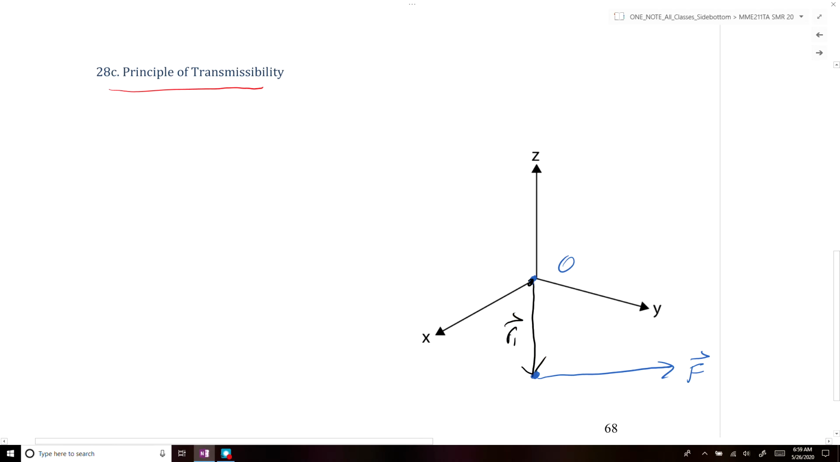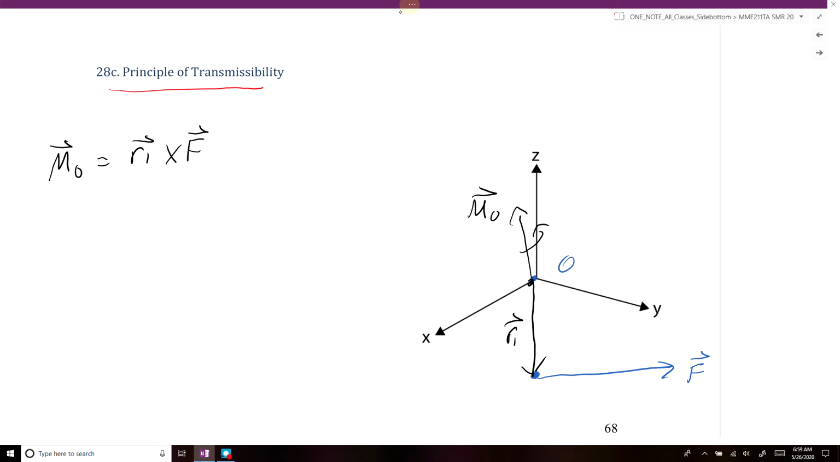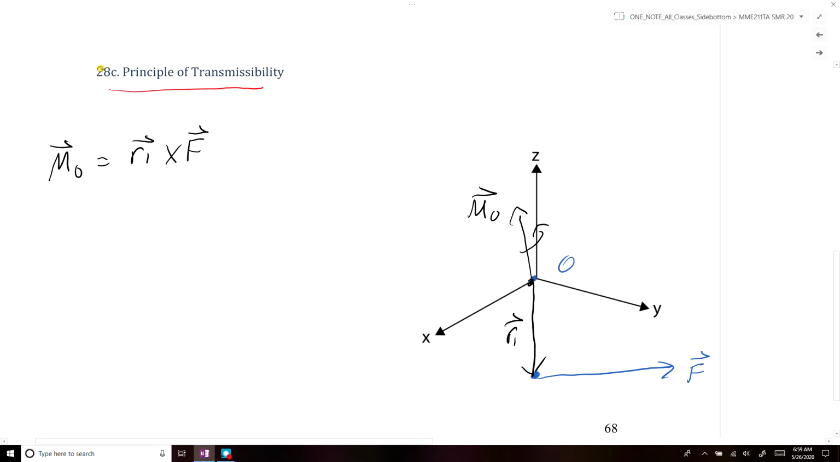In this case the moment about point O is going to be equal to r1 cross F. What you can also do is draw your position vector from the origin point to another point along the force's line of action, and we can call this r2. We can calculate the same moment using the second position vector, so this would be r2 cross F.